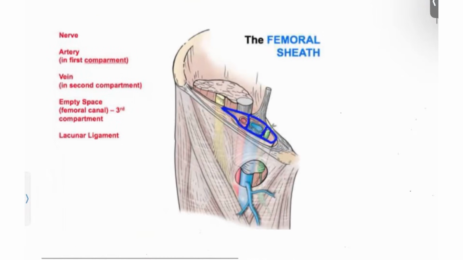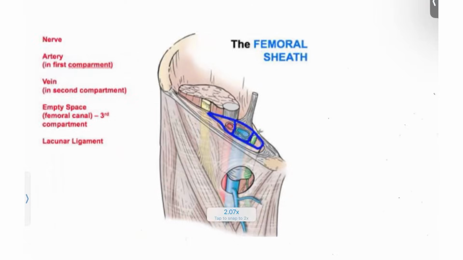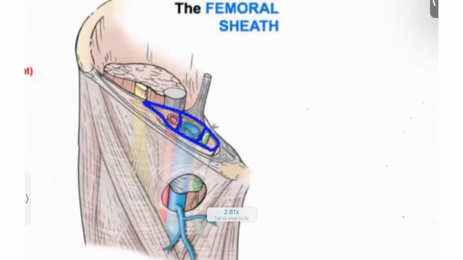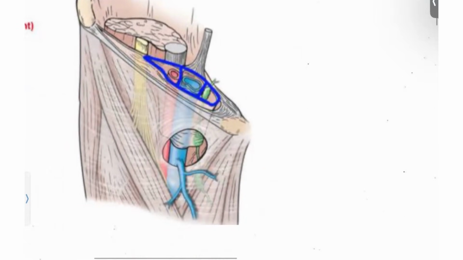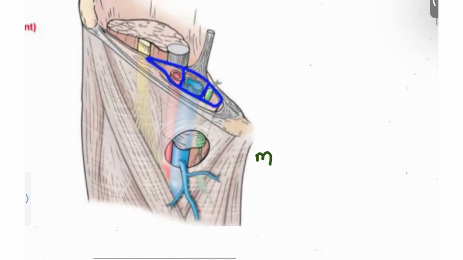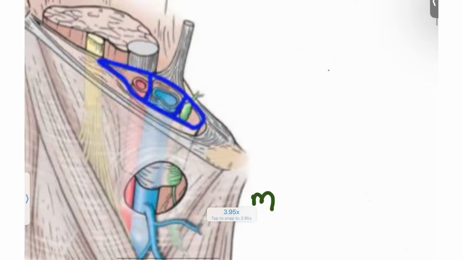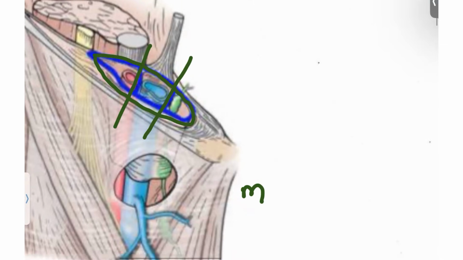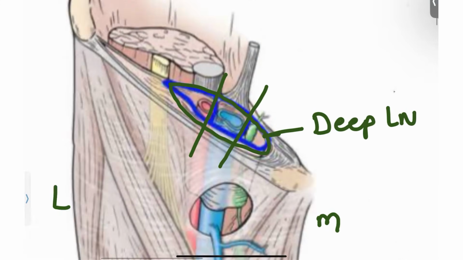Next, moving on to the femoral sheath. The femoral sheath is divided into three compartments, guys. This is the medial side, and this is the lateral side. These are the three compartments that have been divided. On the medial side, these are your deep lymph nodes. And this is the lateral side.